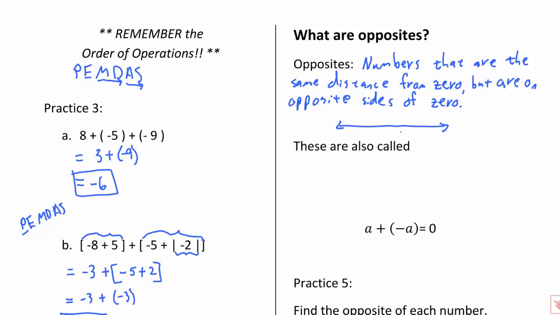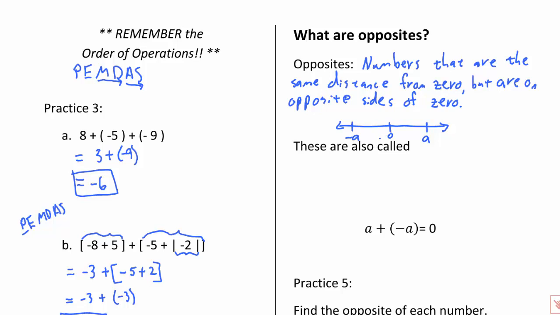Now, here's what it looks like on the number line. Here's 0. If there's a number over here, call it positive a, there's going to be a number over here that's the same distance called negative a. Opposites are just the opposite of a number. So here's the interesting thing. The opposite of negative a is positive a, and the opposite of a is negative a. It's just the corresponding number on the other side of 0 that's the same distance from 0.